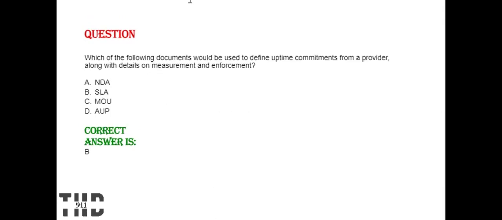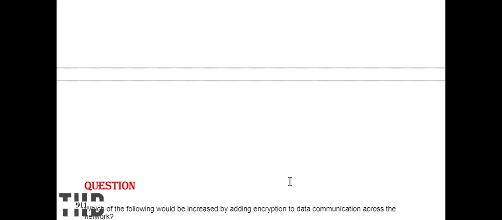Which of the following documents would be used to define uptime commitments from a provider along with details on measurements and enforcement? Option A, NDA. Option B, SLA. Option C, MOU. Option D, AUP. Correct answer is option B.